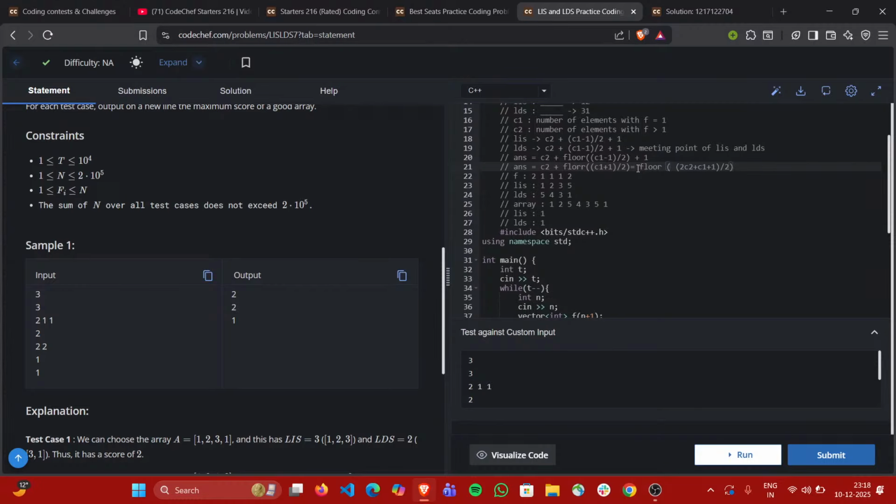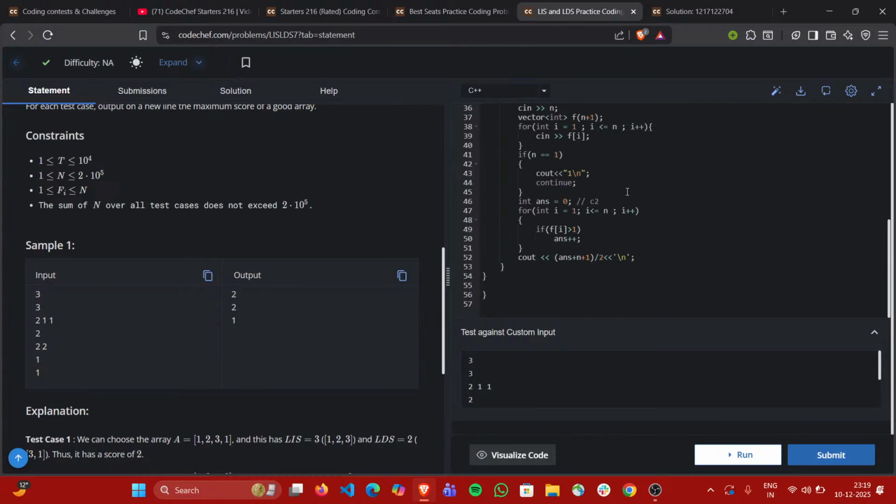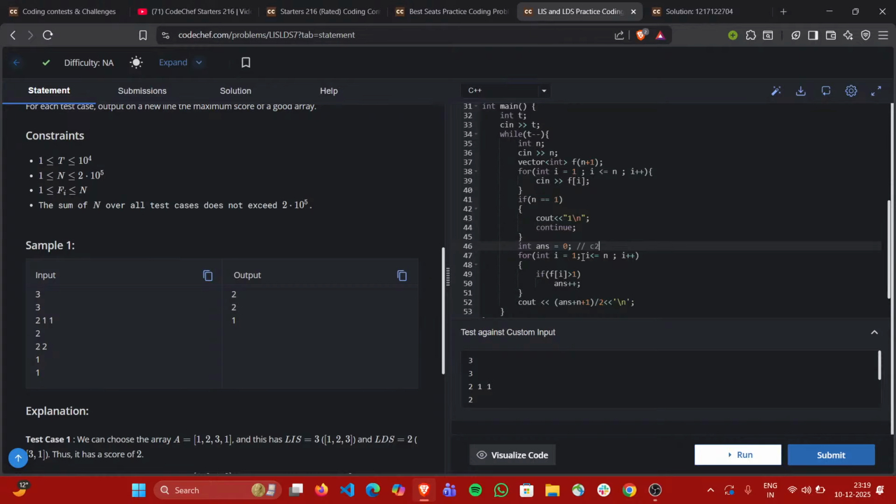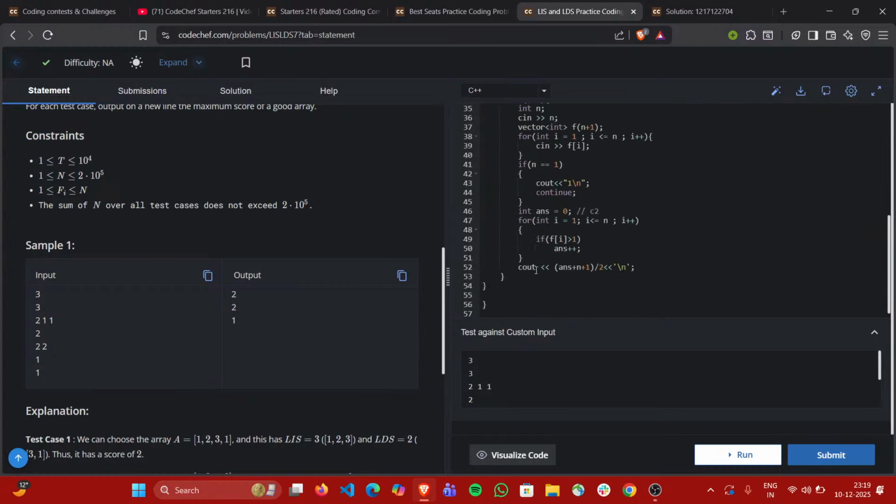And what can we do here? C2 plus C1 in this case is what? If I actually write it as C2 plus C2 plus C1, as we know that C2 plus C1 is equal to the whole array. So basically C2 plus C1 is nothing but n. So (n plus C2 plus 1) divided by 2. So this is my final formula that I have used, right? So answer is nothing but C2, and (n plus C2 plus 1) by 2 was my answer. So I have finally printed it, correct?